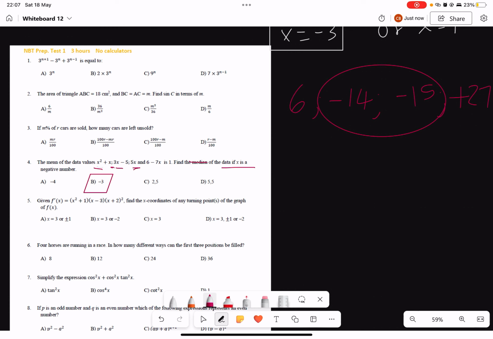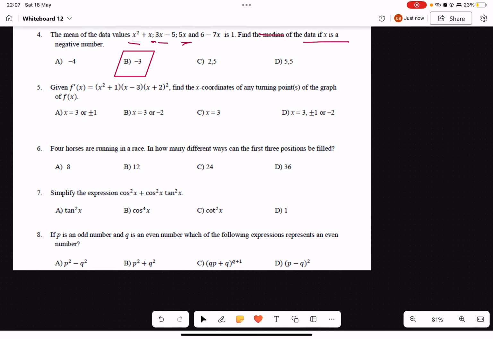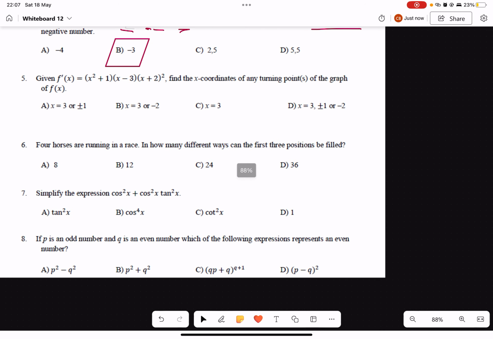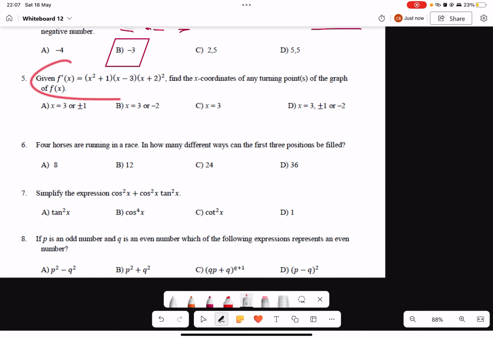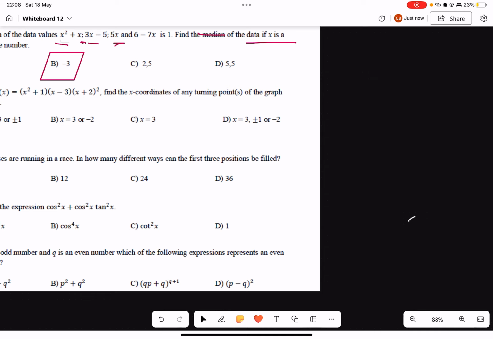All right. So now let's do number 5. On 5, they gave us the derivative. So we are given the derivative of f of x. Then they want us to find the x coordinates of any turning points of the graph of f. Okay. So we know from calculus that, let me just create the space here.